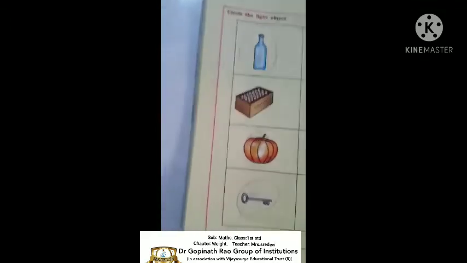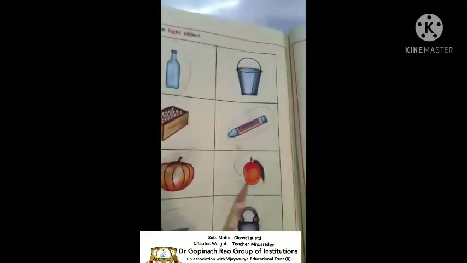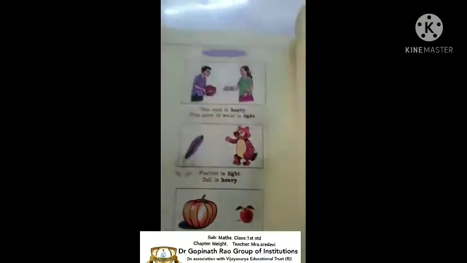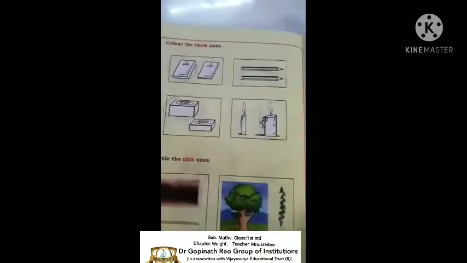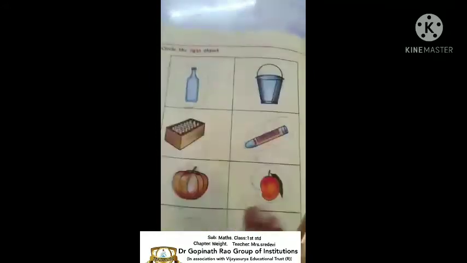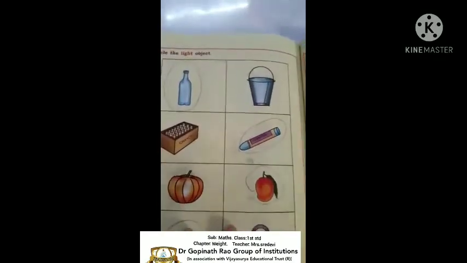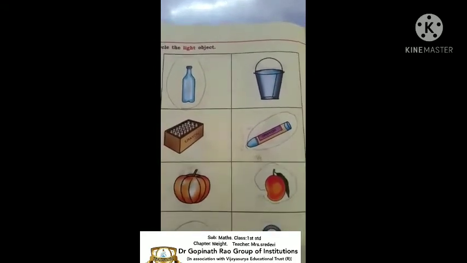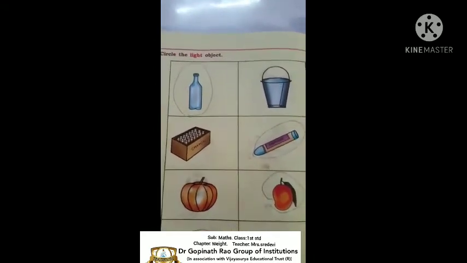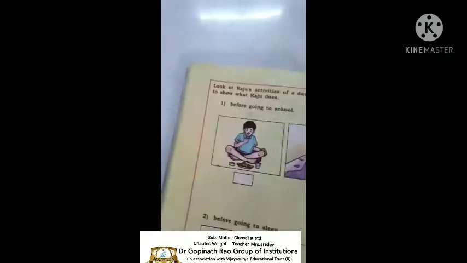Okay, you can compare all these objects at your home also, children. Take one stone and take a leaf and see which one is heavy, which one is light. You can compare all the objects. If you have a doll, a pumpkin or any other fruit also, you can compare, children, at your home.